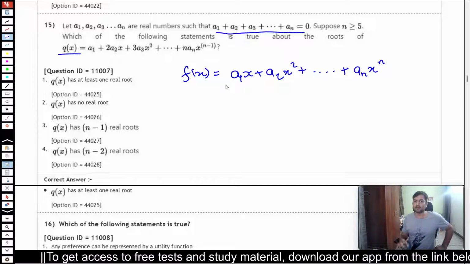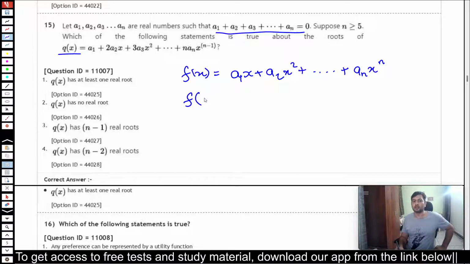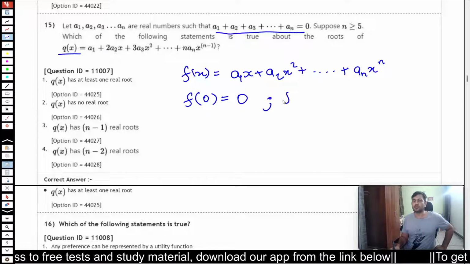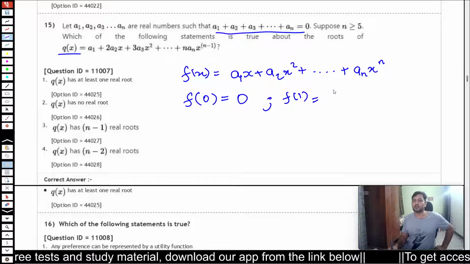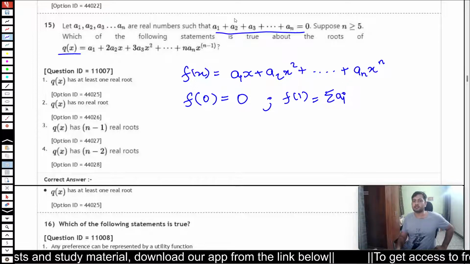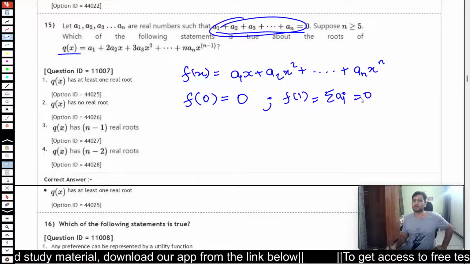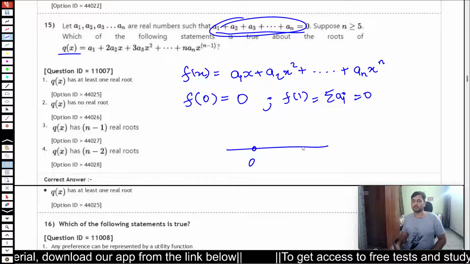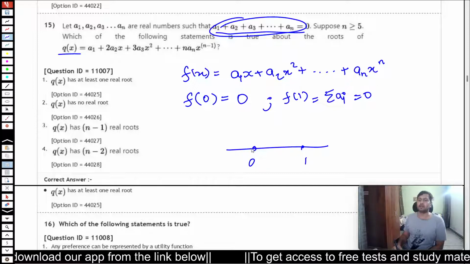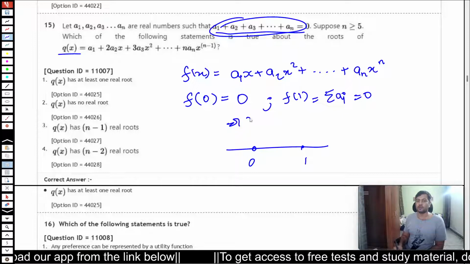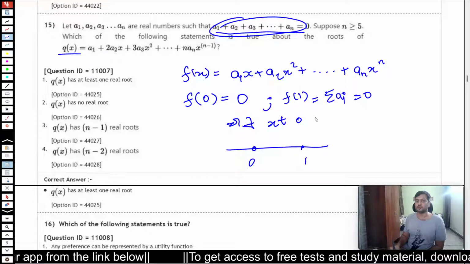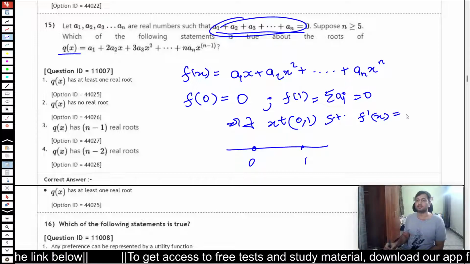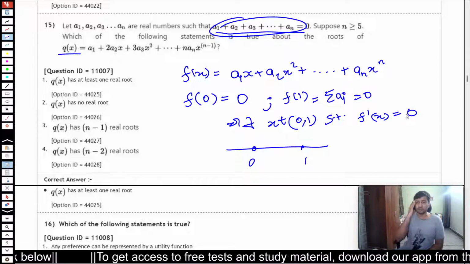ठीक है. सो ऐसा एक फंक्शन construct करते हैं. Then f of 0 is what? f of 0 is 0 because all the x values are 0, and f of 1 is equal to summation a_i, and since summation a_i is also 0, this is also 0. So f of 0 is 0, f of 1 is 0. ठीक है. सो ये functional value जो है वो 0 पे भी 0 हो रही है, 1 पे भी 0 हो रही है. So by the mean value theorem I know that there exists x belonging to 0 to 1 such that f prime of x is equal to 0. So there exists a point between 0 and 1 where f prime is 0.